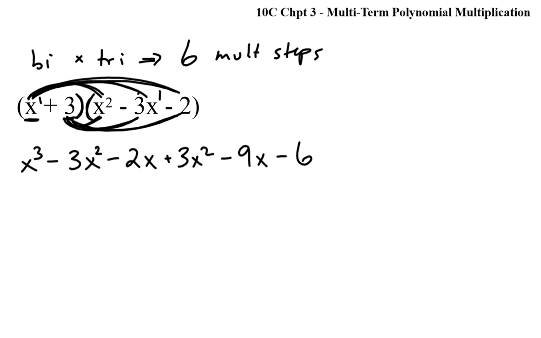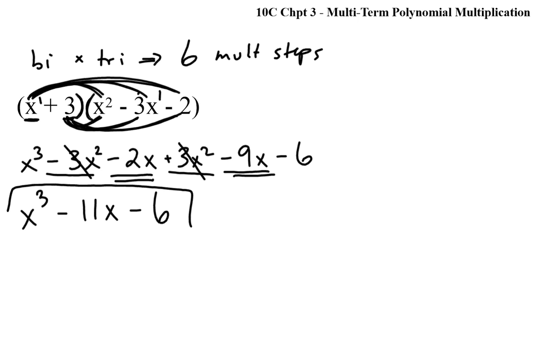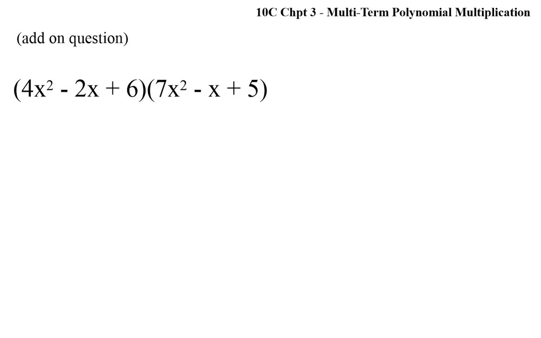So at that point, what are we looking at? X cubed, negative 3x squared and 3x squared. Well, again, those happen to cancel each other out. You're not always going to cancel out, but in this case we have. Negative 2x and negative 9x, negative 11x, and we still have subtract 6. There's the product of that binomial times the trinomial. Lots of multiplication. I'm not going to do this. You can check it. Add-on question. Give it a try if you want.